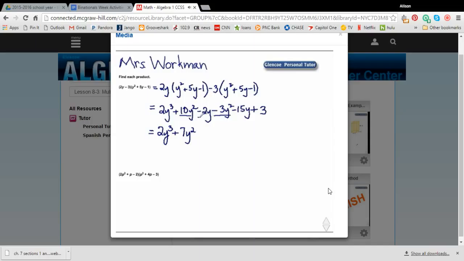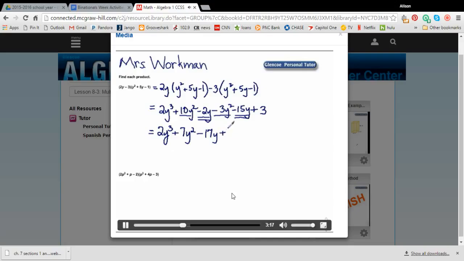Here's a y term. Here's another y term. They're alike, so we can combine them. Negative 2y plus negative 15y is negative 17y. And then the only term I haven't considered is this one, which is a constant and is the only constant, so I will add 3 to the end of the polynomial.